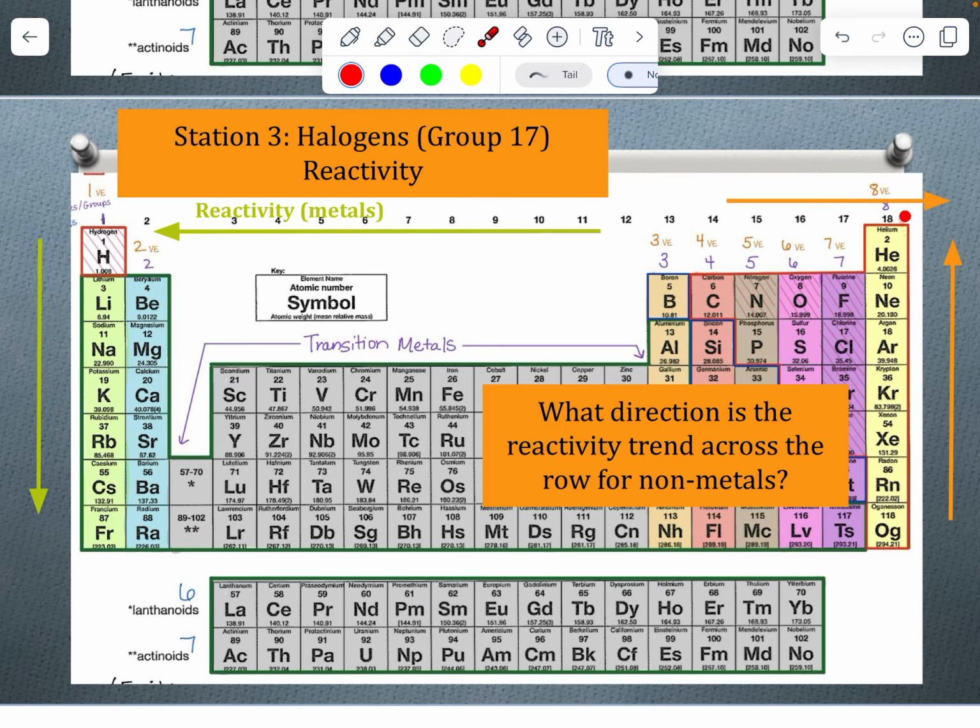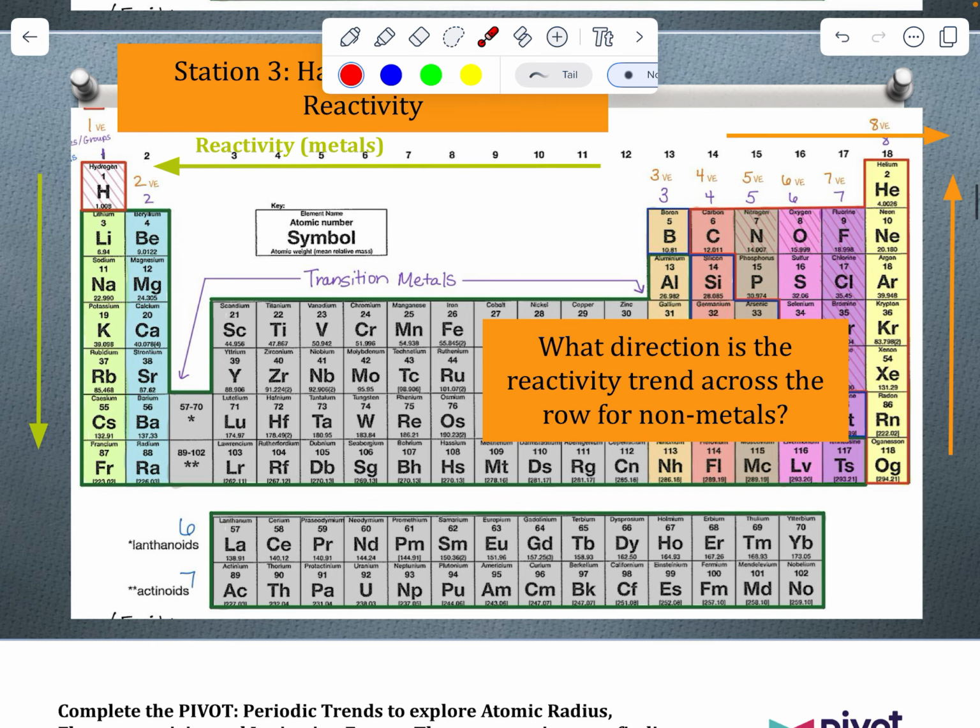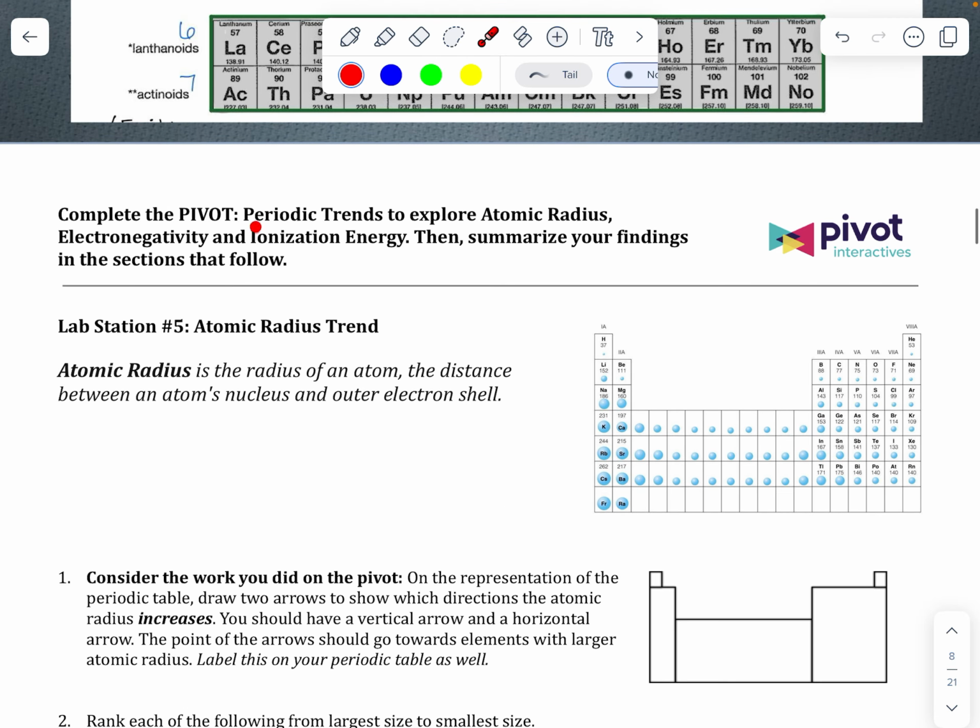I have a labeled periodic table at the end of these notes too that shows all the trends on it. So you can label and add those to your periodic table. Now, those were the trends from stations 1 through 4. We're going to discuss the trends that you saw in the pivot.